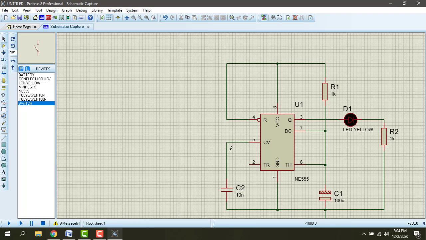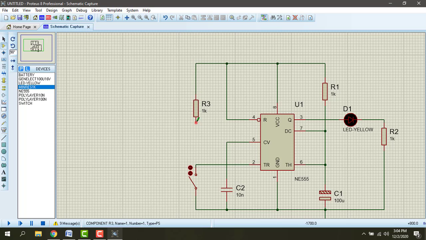Then I need a switch. The SPST switch is connected to ground. When the switch is connected to ground, the LED will turn on for 4 seconds. So this is our logic. Then if the switch is open circuited, the triggering input should be greater than 2/3 VCC. For that, we should connect one resistance to the supply voltage. So this will not be shown in the circuit diagram.